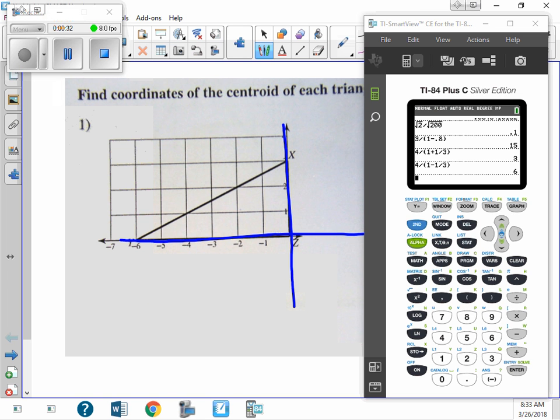And it's a point, so we're going to say -3, 0. Okay, that's pretty easy. Where is the median on this side? Zero, 1.5. Is everybody okay with that? All right, now, the next side is kind of hard.